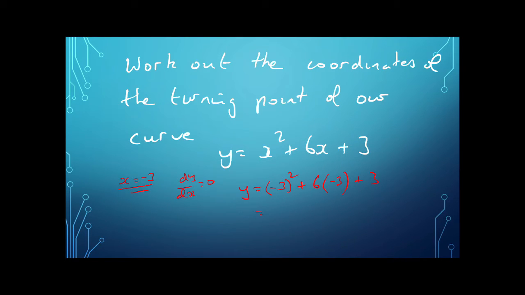Okay, and negative 3 squared is 9, minus 18 plus 3. That's minus 9 plus 3, negative 6. So y is equal to negative 6. So our coordinates of the turning point are at negative 3, negative 6.